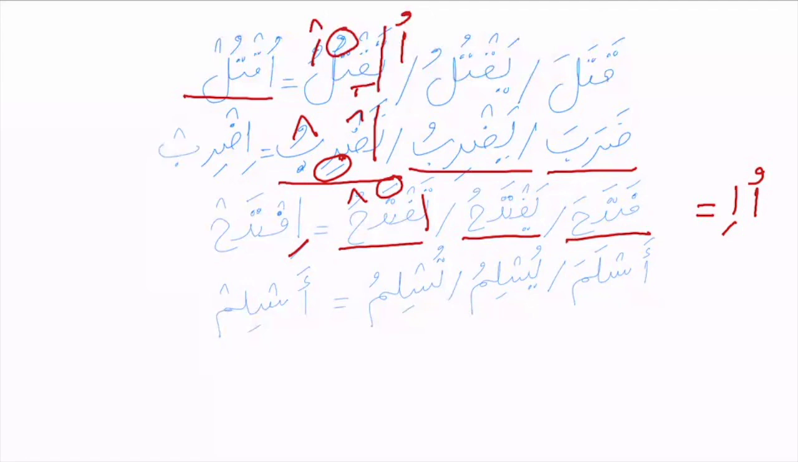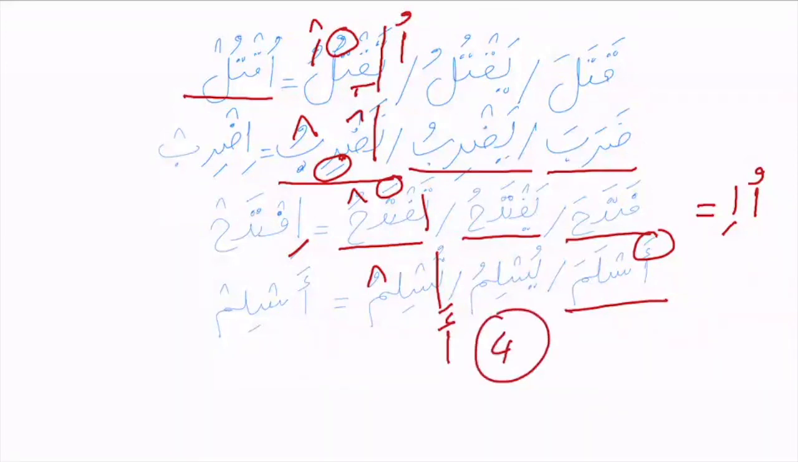Now there is an exception for family 4. So family 4 will always get fatha in amr. So aslama, yuslimu, then tuslimu, and from tuslimu, I want to make it a command. I need to drop this ta. And now the helper alif will always get an a sound in family 4. That is different. We need to remember.